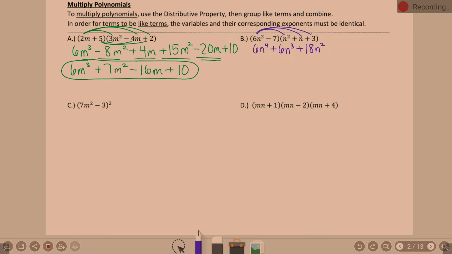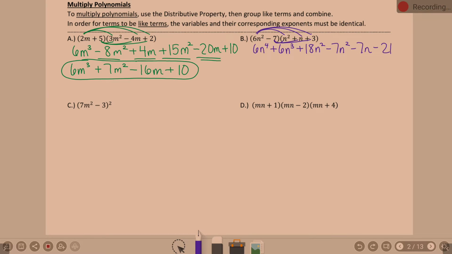And now the minus 7. Minus 7 times n squared is minus 7n squared. Minus 7 times n is minus 7n. Minus 7 times 3 is minus 21. Okay, never stop.